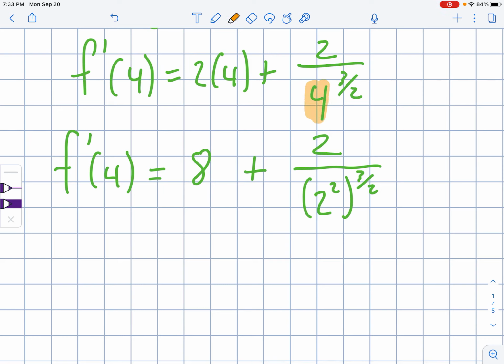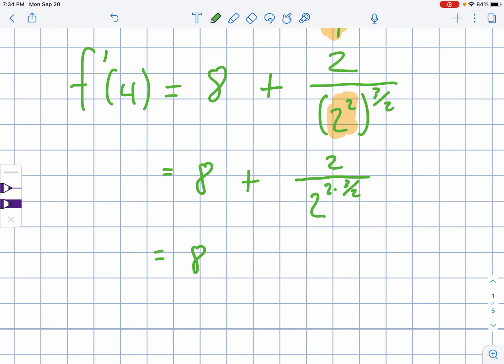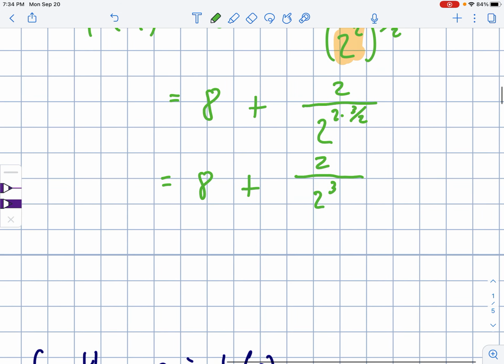So, let me zoom in right here. I rewrote the 4 as 2 squared. Why did I do this? Well, because I saw that there's going to be a 2 in the denominator of the power. So if I rewrite this as 2 squared, when you have power of a power, you multiply their powers. So this becomes 8 plus 2 over 2 to the 2 times 3 halves. Now, 2 times 3 halves is just 3. So this whole thing is 8 plus 2 over 2 to the third.